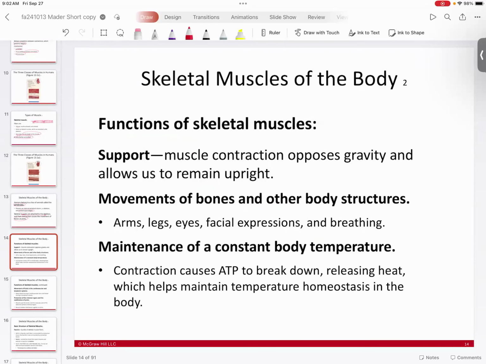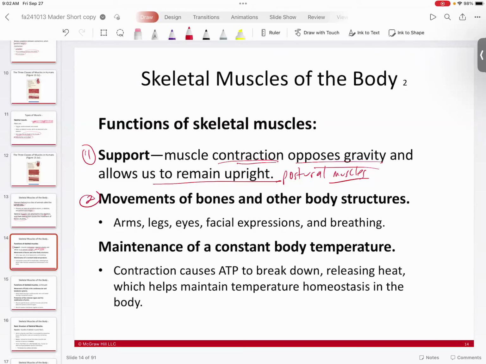So let's take a look at some of the functions of our skeletal muscles. First of all, we need support from our skeletal muscles. For instance, they contract in order to oppose gravity, which allows us to remain upright. This is the job of our postural muscles in our back. Sometimes we don't even know they're working because they're constantly contracting, keeping you upright.